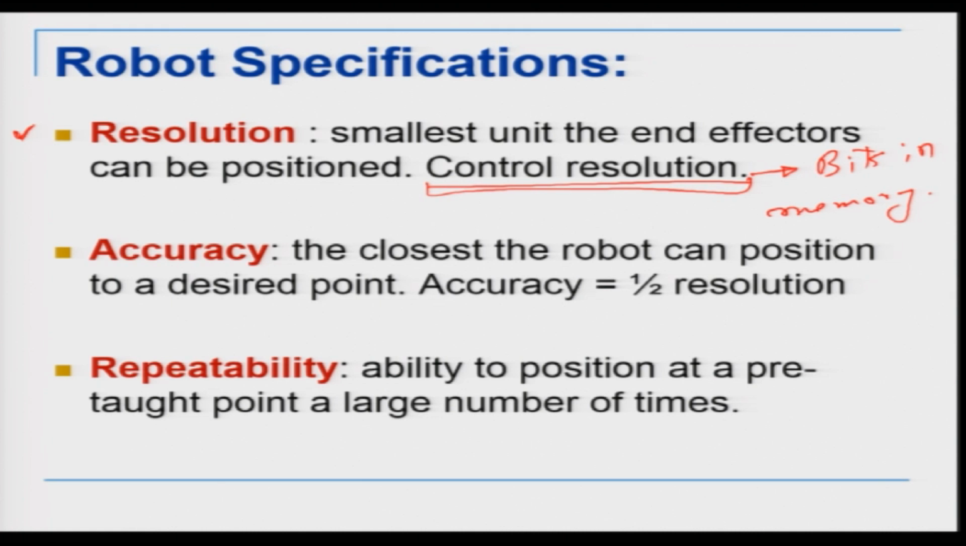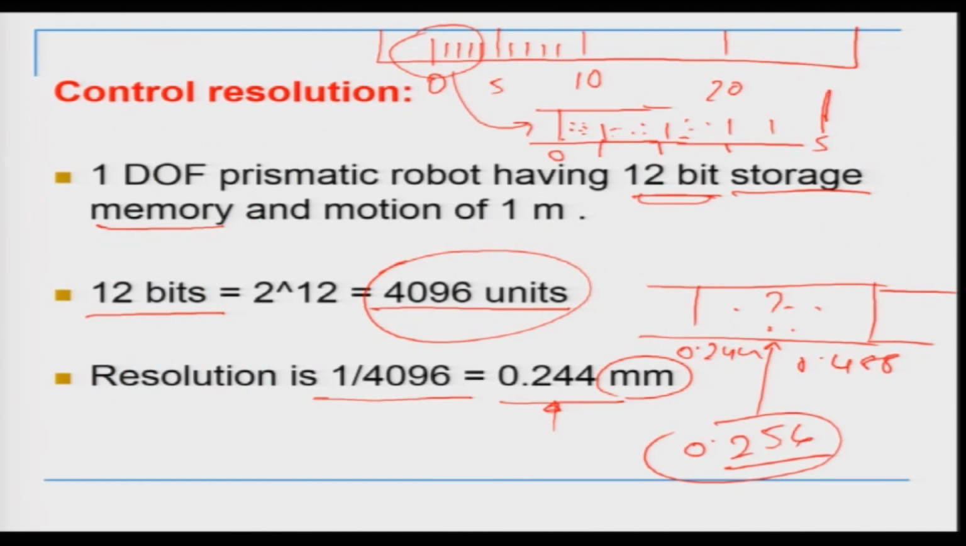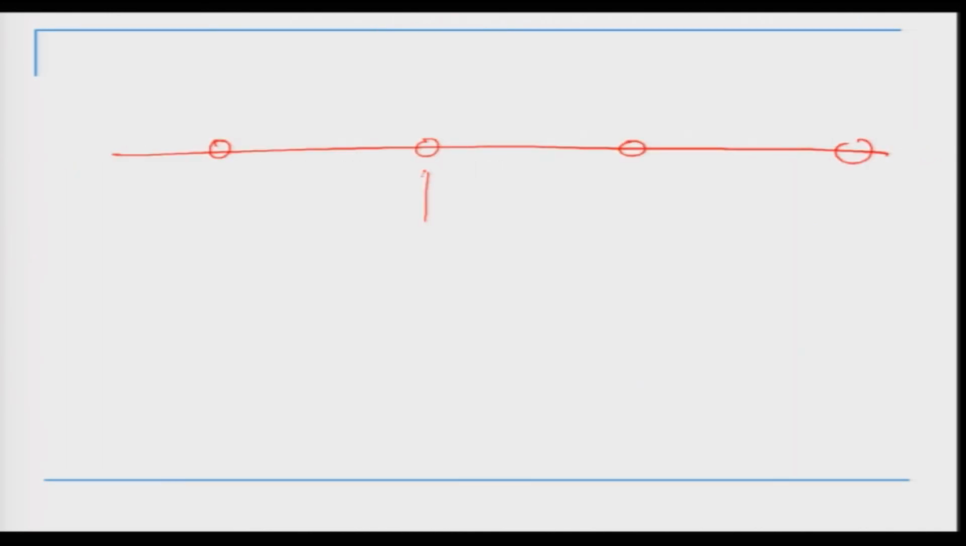Now in terms of accuracy of the robot, we see there is another term which is called accuracy. Now accuracy basically means the closest the robot can position to a desired point. Now what is the desired point? The desired point as I drew here is here. This is my desired point, okay, where I want to go.